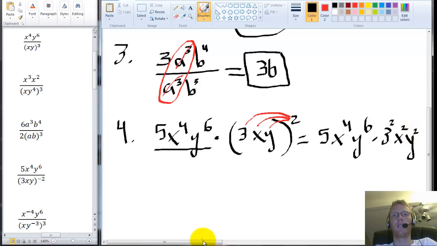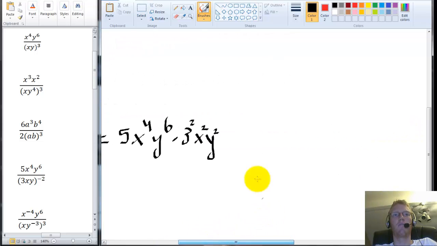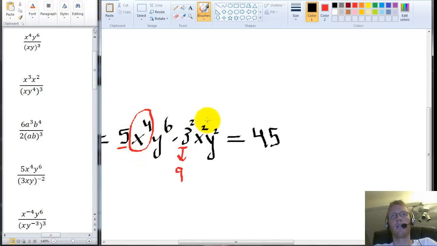and here. So that's going to be times 3 squared, x to the 2nd power is x squared, and y squared. Okay. Now I can combine like terms. Okay, numerically, I have a 5 and a 3 squared. Well, let's just write this 3 squared as a 9, and 5 times 9 is 45. So again, the numbers we're just doing as regular numbers.